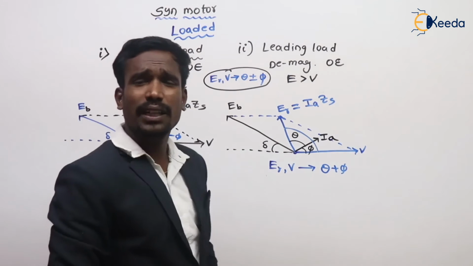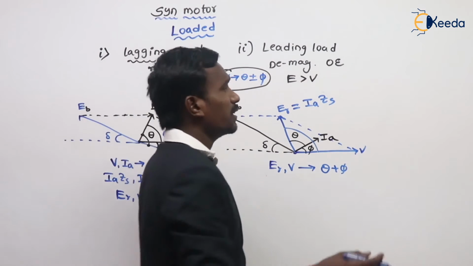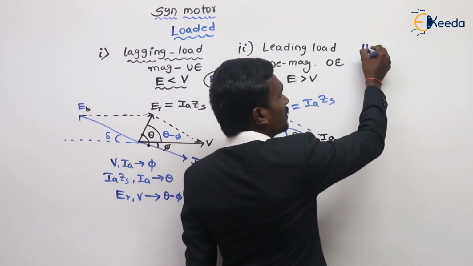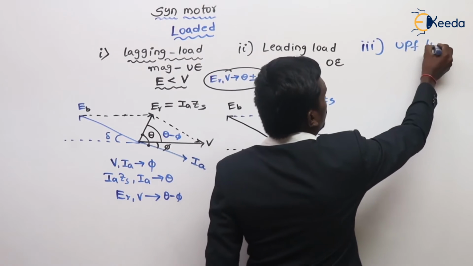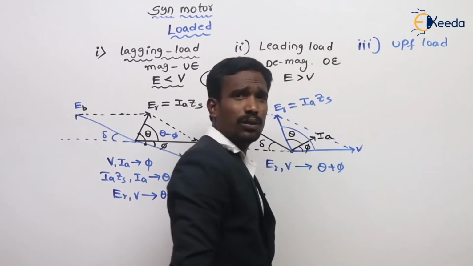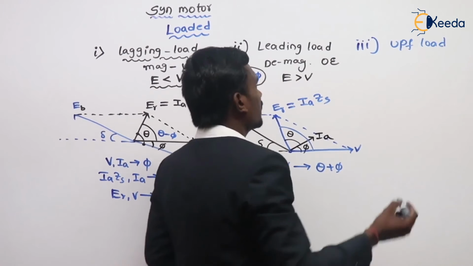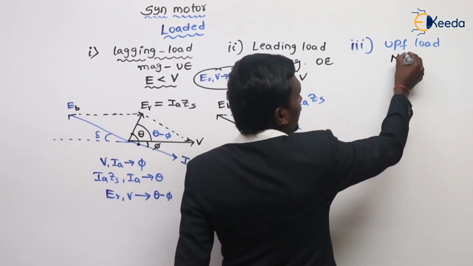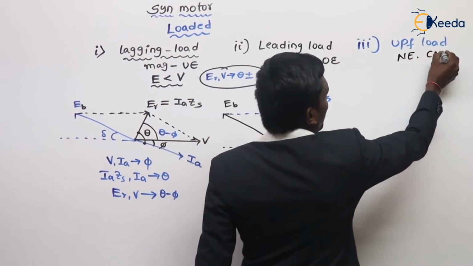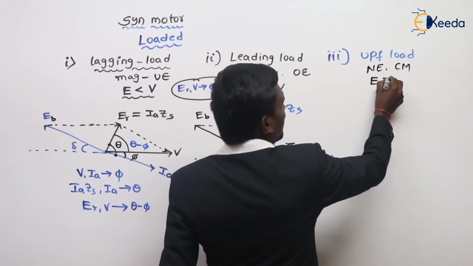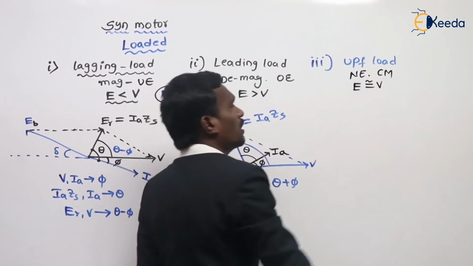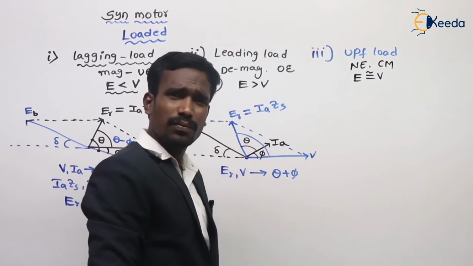Let's go for case 3. See here, is it okay? Case 3 is unity power factor load, nothing but resistive load. Here we have normal excitation and cross magnetization, and mostly in this case the EMF is nearly equal to V.